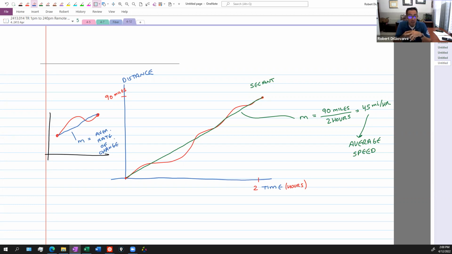Now, in math, when we talk about the word average, there's another name for it, and you may have heard it if you've taken any statistics classes. Instead of the word average, we can use the word mean. The mean is the same as the average.